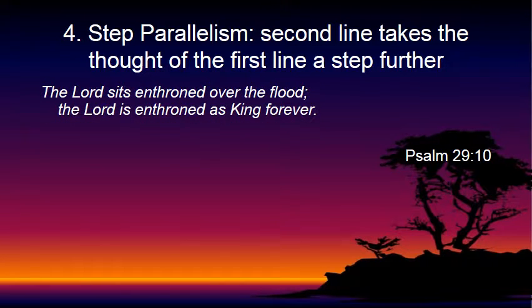Psalm 29, the Lord sits enthroned over the flood. The Lord is enthroned as king forever. So the idea of flood here is chaos. The Lord sits enthroned over the chaos. But then he's not just sitting there watching. He is enthroned. He is sitting as king forever.